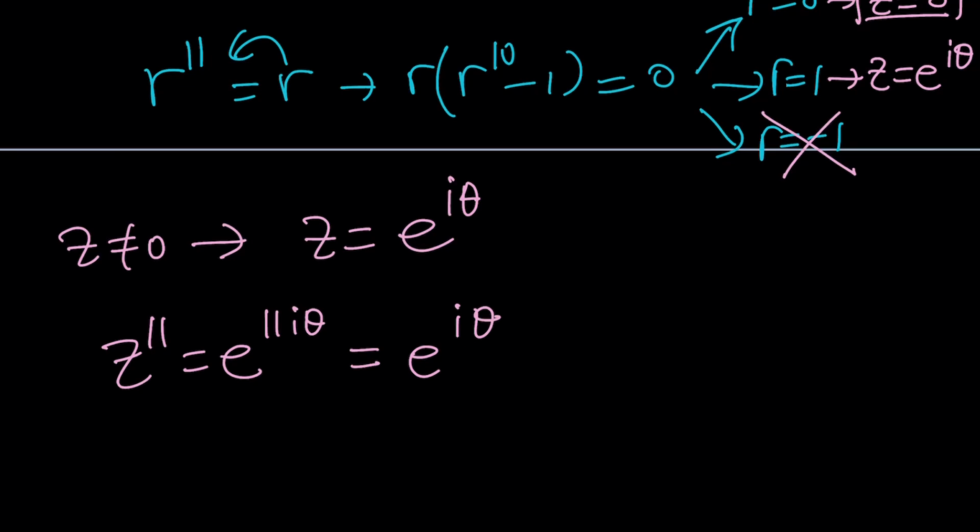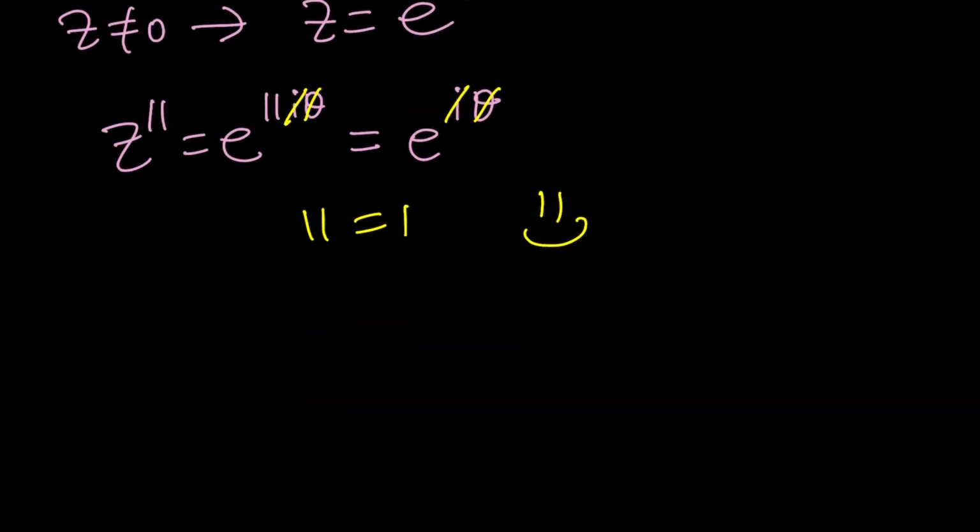If the bases are equal, so are the exponents. i theta cancel out, and we end up with 11 equals 1, right? No, that's not right. You shouldn't do that. You should not oversimplify things. We have to be careful.